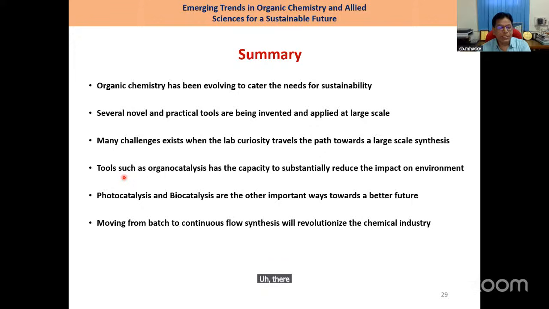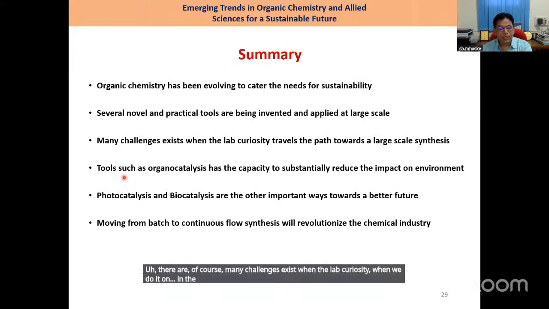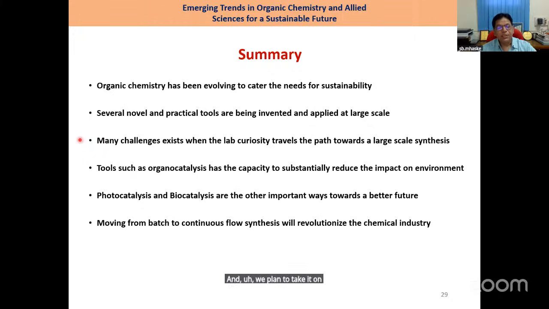There are, of course, many challenges when the lab curiosity, which we do in the flask on small, milligram scale, is taken to gram or kilogram scale. It's not easy. It's more challenging, and it's as much an engineering challenge as a chemist challenge. So tools such as organocatalysis have the capacity to substantially reduce the impact on environment caused by metal catalyst, and photocatalysis and biocatalysis are other important ways by which we can move towards a better future.